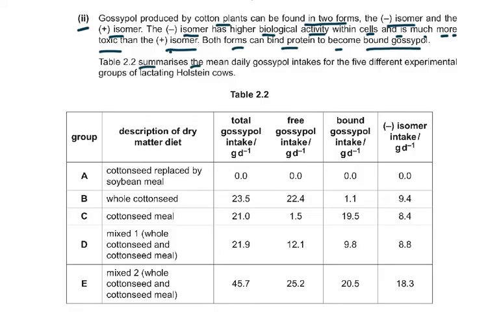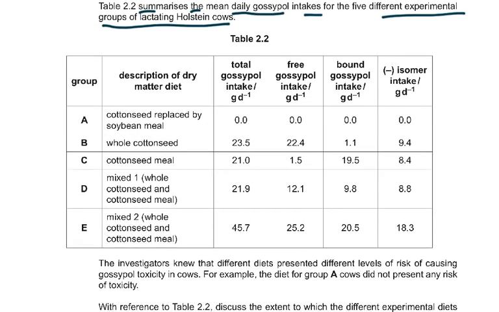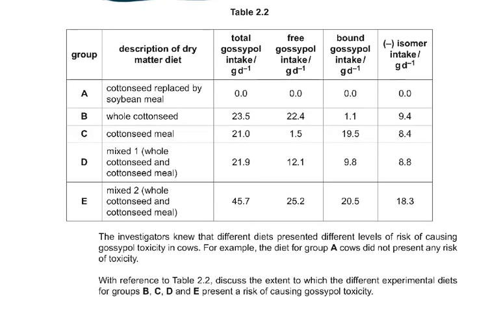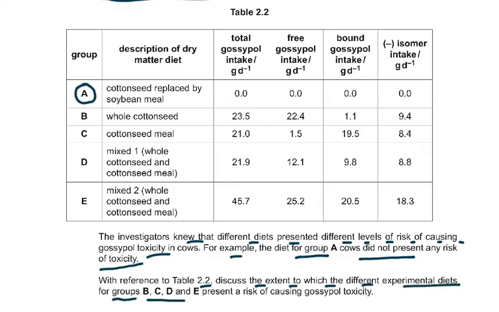Table 2.2 summarizes the mean daily Gossypol intake for the 5 different experimental groups of lactating Holstein cows. Table 2.2, you need to look at it very carefully. The investigators knew that different diets presented different levels of risk of causing Gossypol toxicity in cows. For example, the diet for group A cows did not present any risk of toxicity. So this was not the one which was toxic. With reference to table 2.2, discuss the extent to which the different experimental diets for groups B, C, D, and E present a risk of causing Gossypol toxicity.